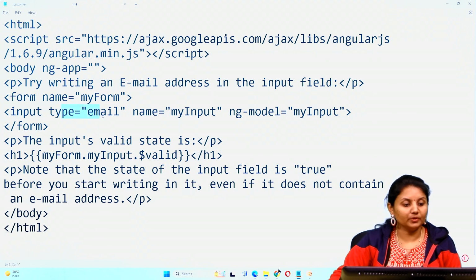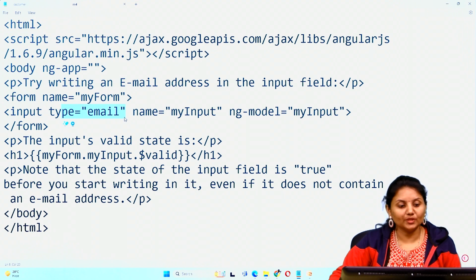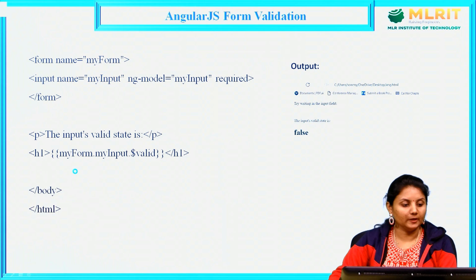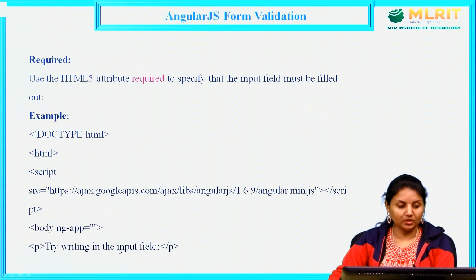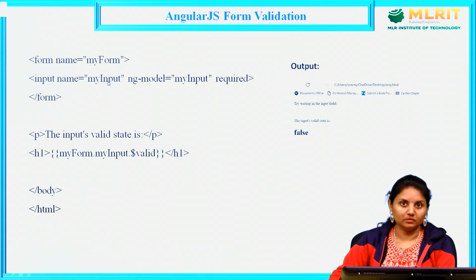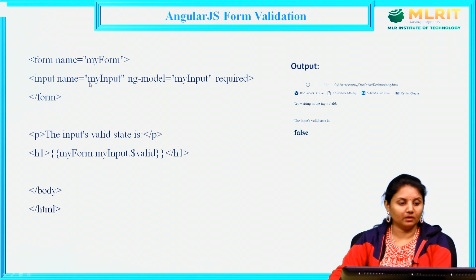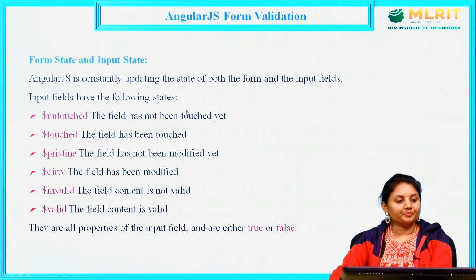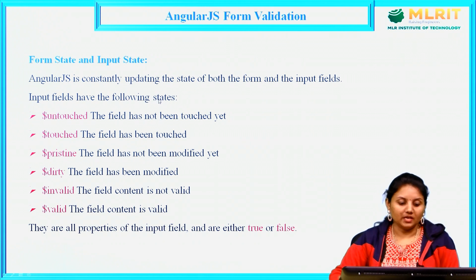So here input type equal to email, but in the previous session input type is equal to text, I suppose. So input type equals email, and here input type equals myInput. That means text, myInput, whatever the input that you are going to give. Clear? Next, form state and input state.